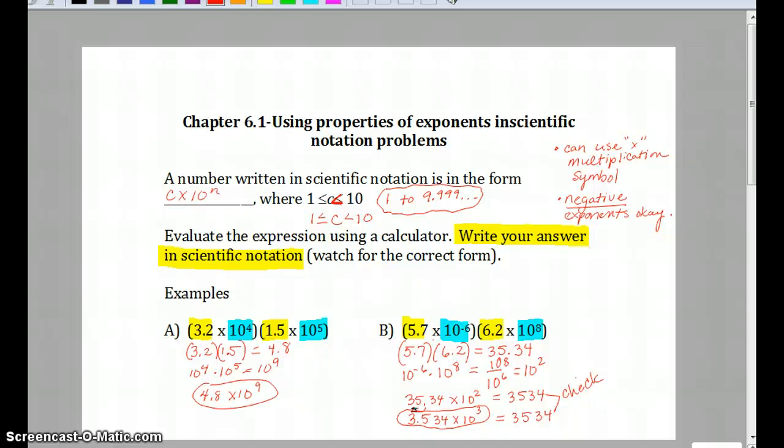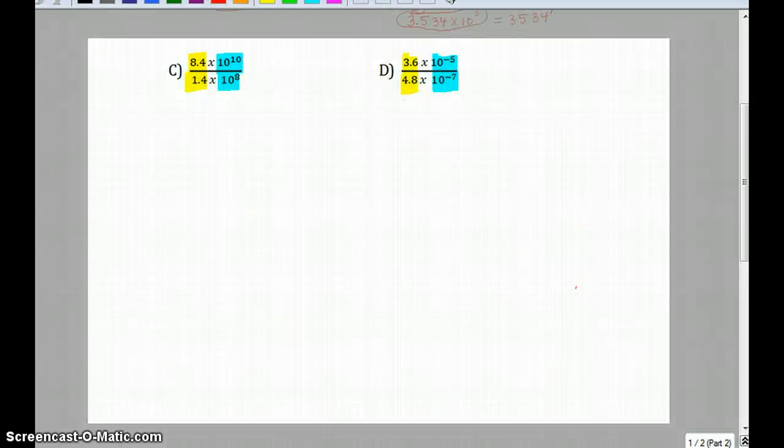Again, your problems in your book are going to be a little more challenging than this, but I expect you to get as much done as possible. Letters C and D work with quotients involving scientific notation, and so we want to be able to write the final answers using scientific notation. I've highlighted the parts that would go together in the same color, and so letter C, which is going to be quite simple, is going to be 8.4 divided by 1.4.